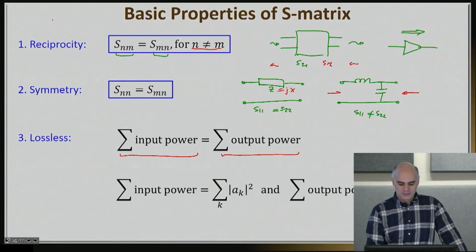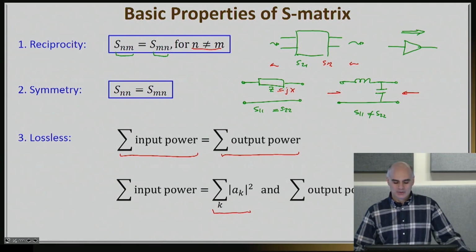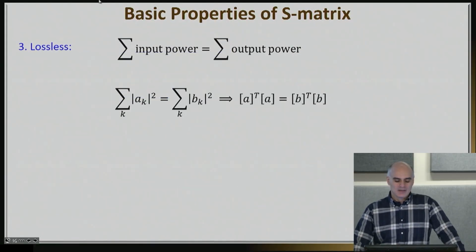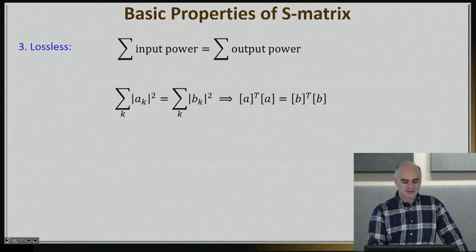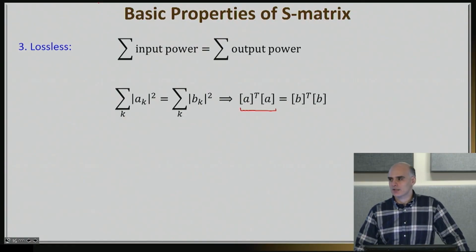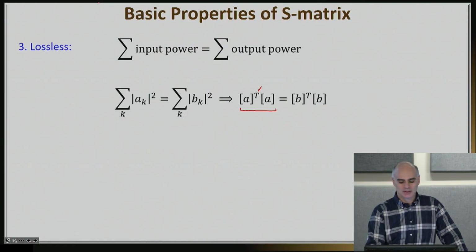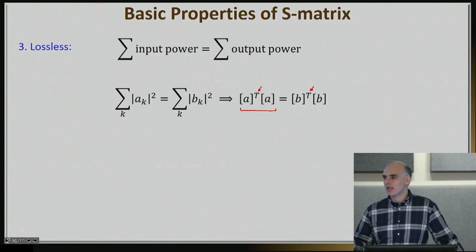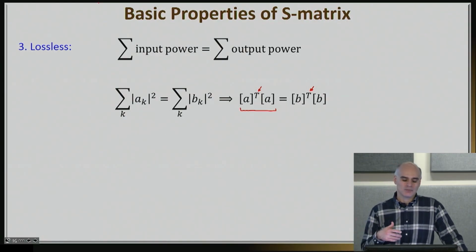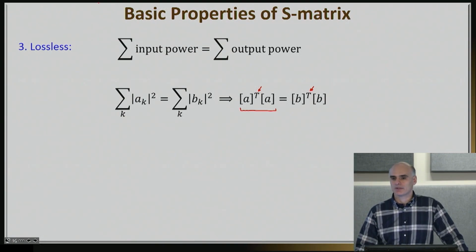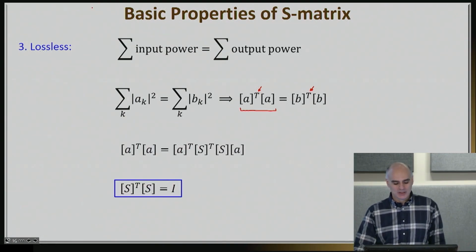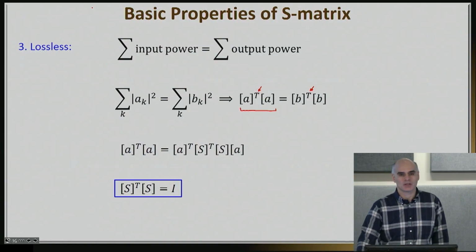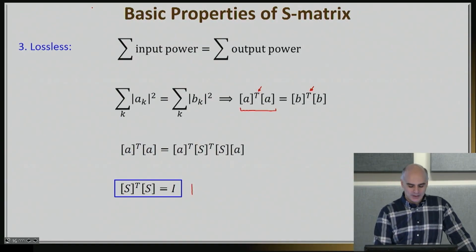All the incident waves will give me my input power, and all the reflected waves will give me my output power. So if I make those two quantities the same, then I can use matrix algebra to write that |a|^2, which is a conjugate transpose times a, will be equal to b conjugate transpose times b. This is what this T means. Conjugate transpose means you take the columns, make them into rows, and take the complex conjugate of all the numbers of the matrix. So if you do simple matrix algebra, you come up with this very famous equation that must be satisfied for any network that is lossless.